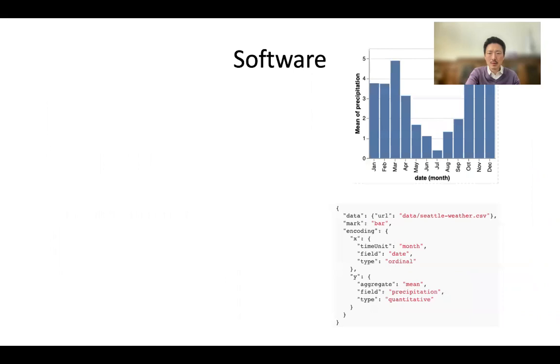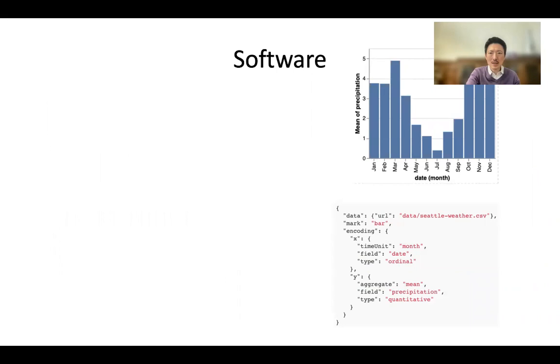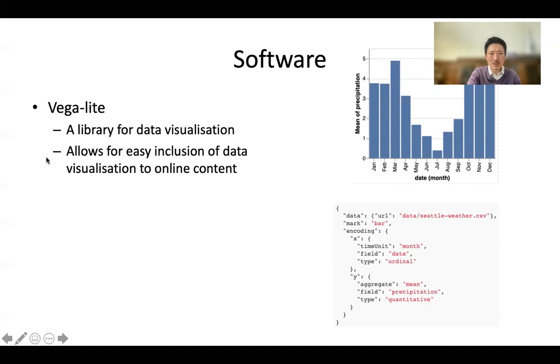Okay, so that's the first part. We will spend a bit more than 6 weeks on Tableau, because we have to cover the more theoretical part in terms of validation as well. In the second part, we're going to cover software called VegaLite. VegaLite is a bit different, in the sense that you need to actually start writing some code. It's a library for data validation, and it allows you to include visualizations in online content, or, say, the notebooks you created, like Jupyter notebook.